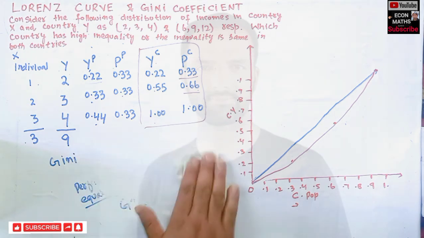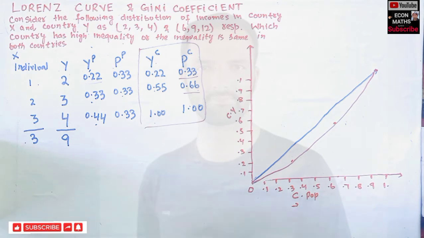So first we will try to see what is the Gini coefficient. Gini coefficient is simply the area between the straight line.